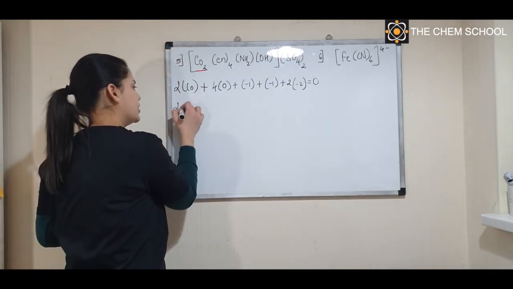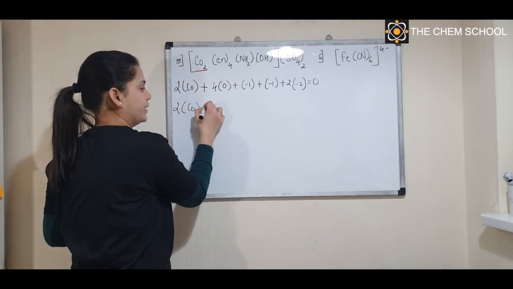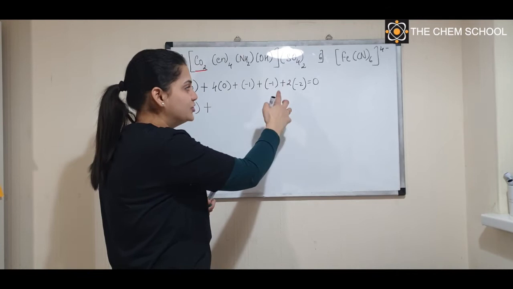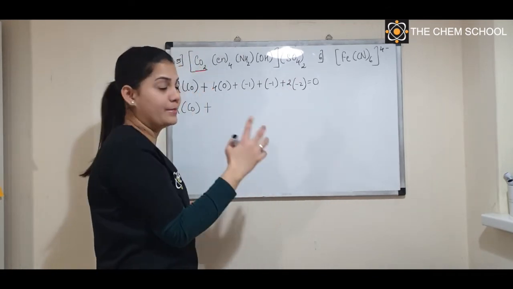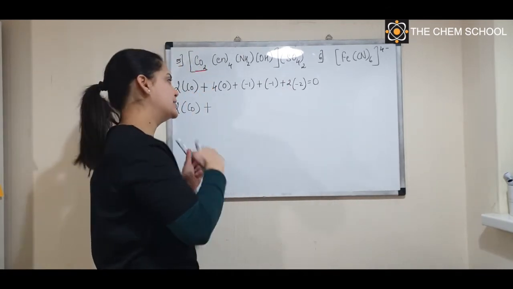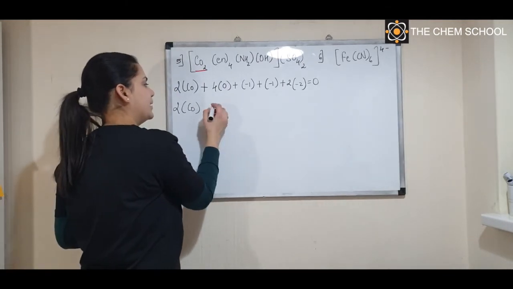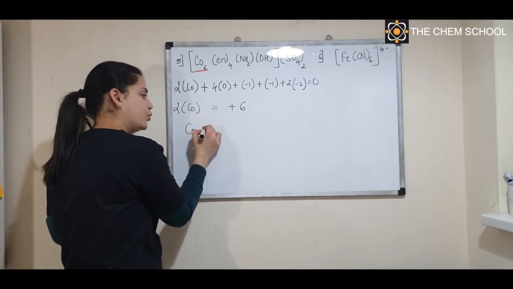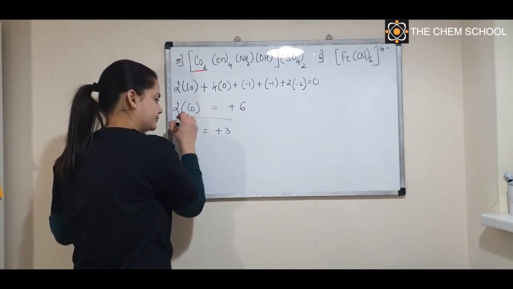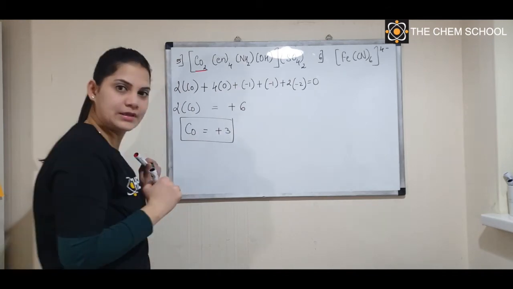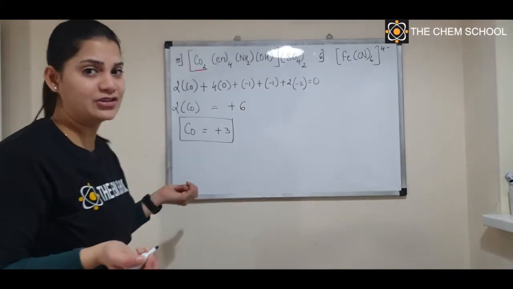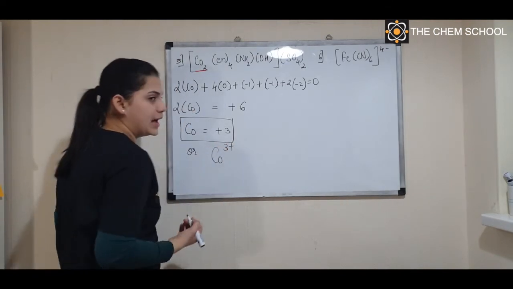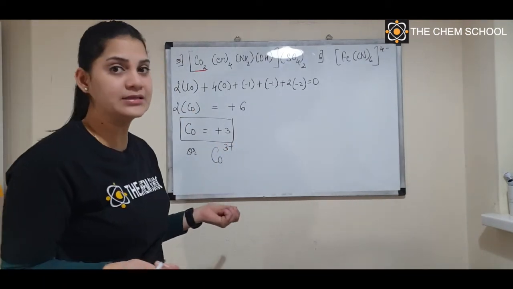Okay, now let's start calculating. So what you will have is 2 into cobalt plus, let's simplify this. Okay, so you have -1, that is -2, and this is -4. -2 and -4, that is going to be -6. On the other side, it becomes +6. Okay, so charge on each cobalt will be +3. Is this clear? I repeat, each cobalt will have a charge of +3, or you can also write it as Co3+ ion, that is cobalt 3 plus ion.